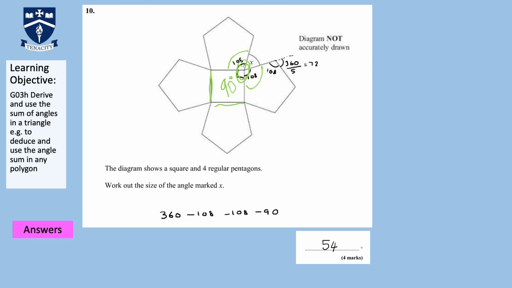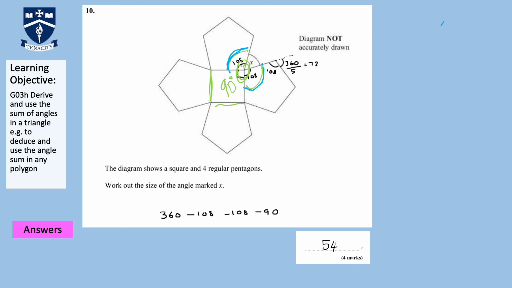How do we work out the two interior angles in a pentagon? Well, you already know how to do this. All interior angles in a pentagon add up to 180 times 3, which is 540 degrees. To work out one angle in that regular pentagon, you do 540 divided by 5, which is 108 degrees. So one interior angle in this pentagon, this one here and this one here, is 108.